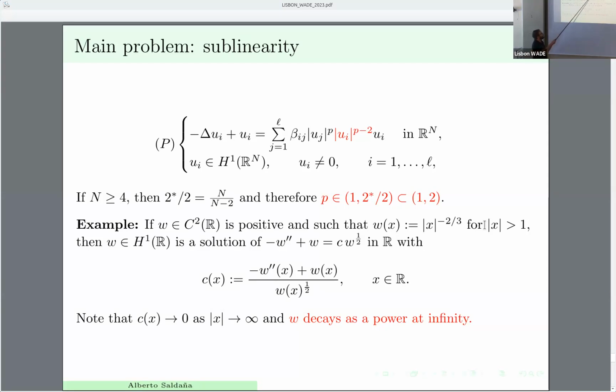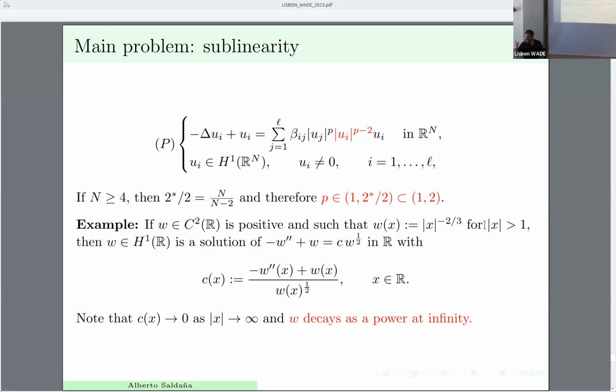The problem is that in the interaction, there will appear terms like this. And we are assuming that p is between 1 and 2* over 2. 2* was the Sobolev critical exponent, which, okay, I erased, but it's this one. So when n is larger than or equal to 4, then this is 1. And then we have what is called a sublinear power, because now this p minus 2 is negative. And of course, it's multiplied by the u1, but all in all it is going to have a sublinear power. We have this term here.